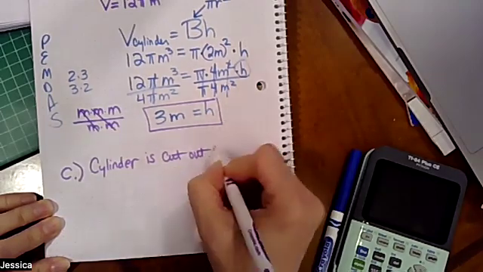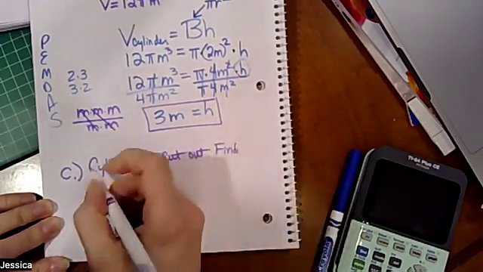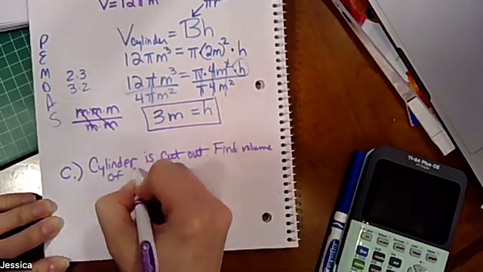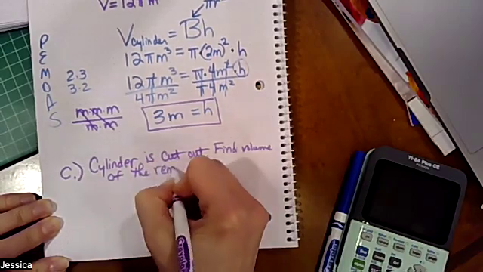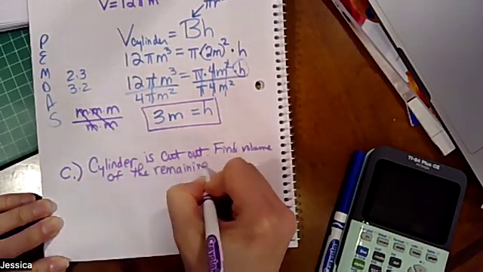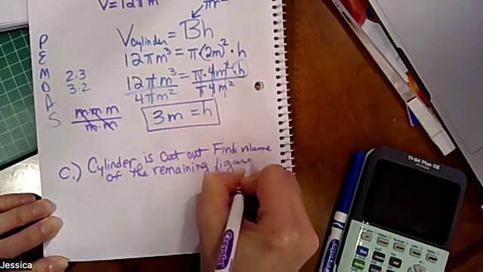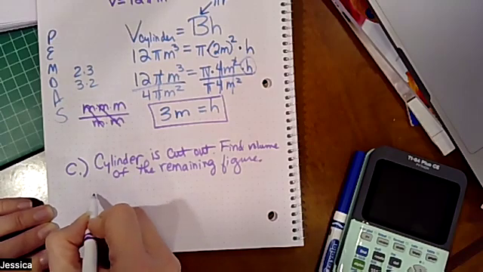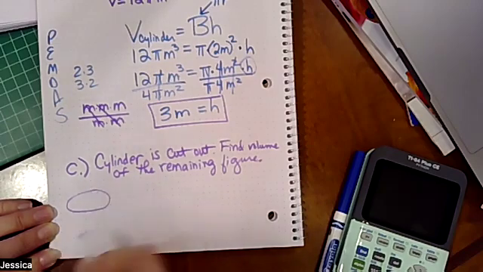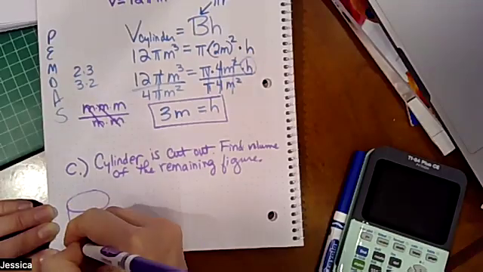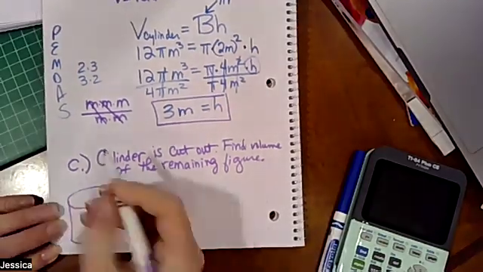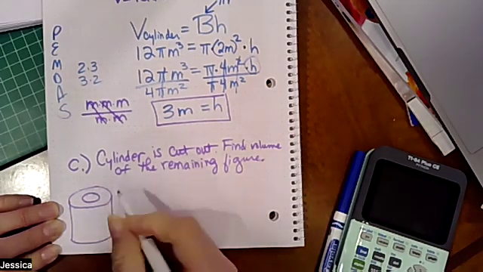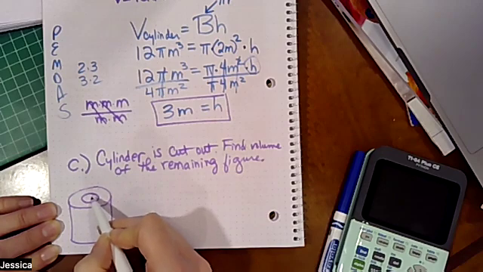Cylinder is cut out. Find the volume of the remaining figure, okay? So imagine we've got the cylinder, but they have used a machine to cut the inner part of it out, okay?